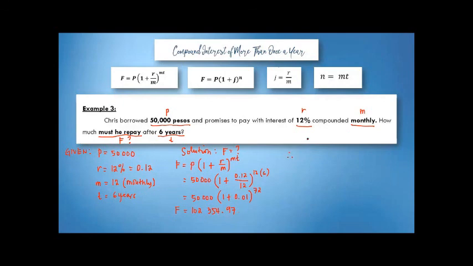Therefore, Chris must repay an amount of 102,354 pesos and 97 centavos. So this is how we solve future value under the topic of compound interest that is applied more than once a year.